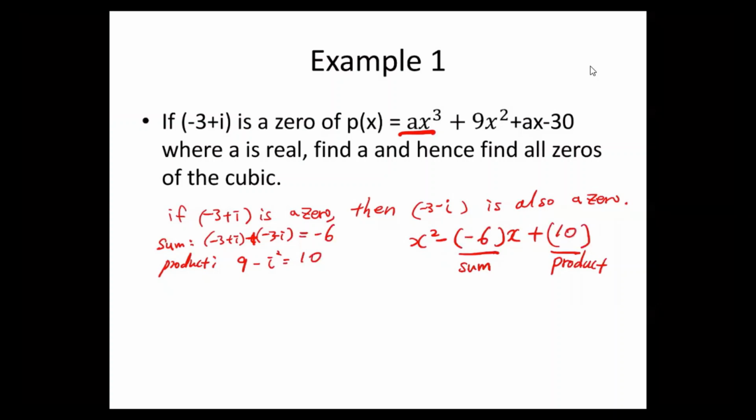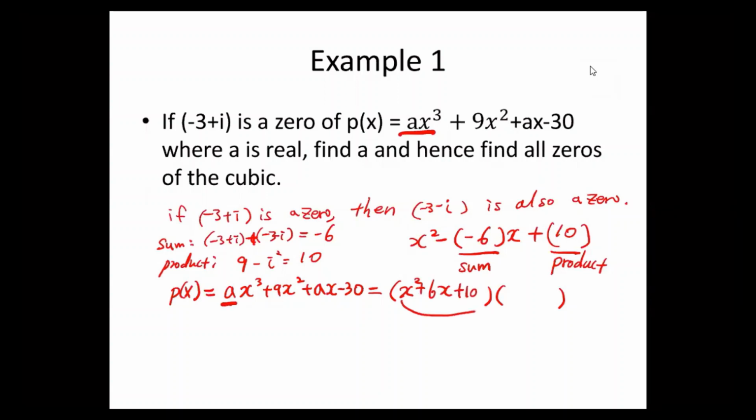Okay? And then what happens? What you can say is, restating the fact that P(x), which is ax cubed plus 9x squared plus ax minus 30, is the product of two factors. The first factor we found in quadratic form, x squared plus 6x plus 10. The second one, I don't know, but I know that it has to be multiplied together to have a, so I'm going to write down ax here. The last constant term should be negative 30, so these two things have to be multiplied to become negative 30. So I'm going to write down negative 3.